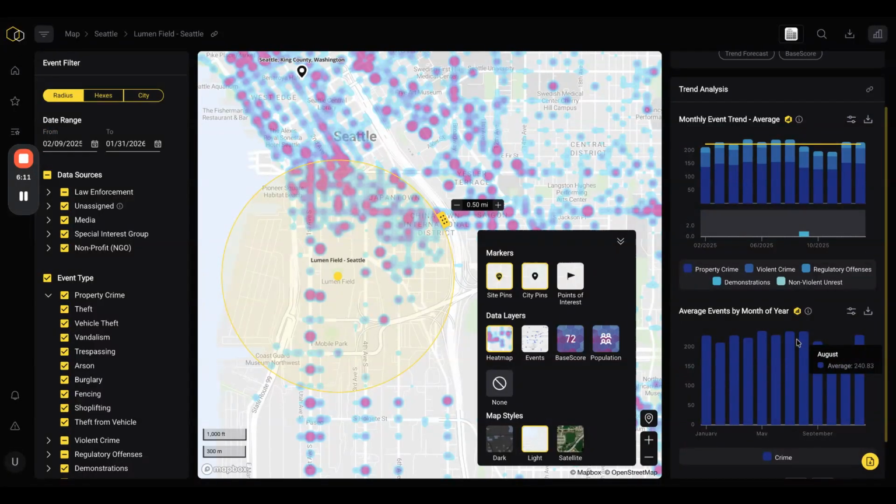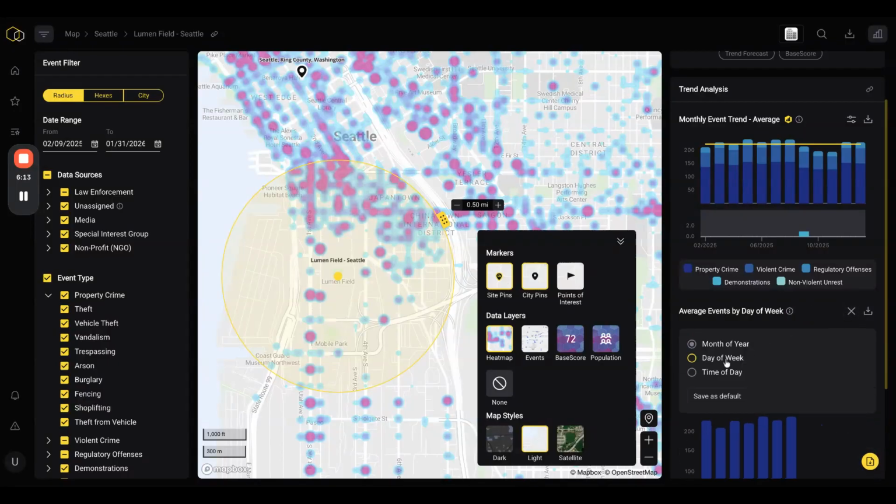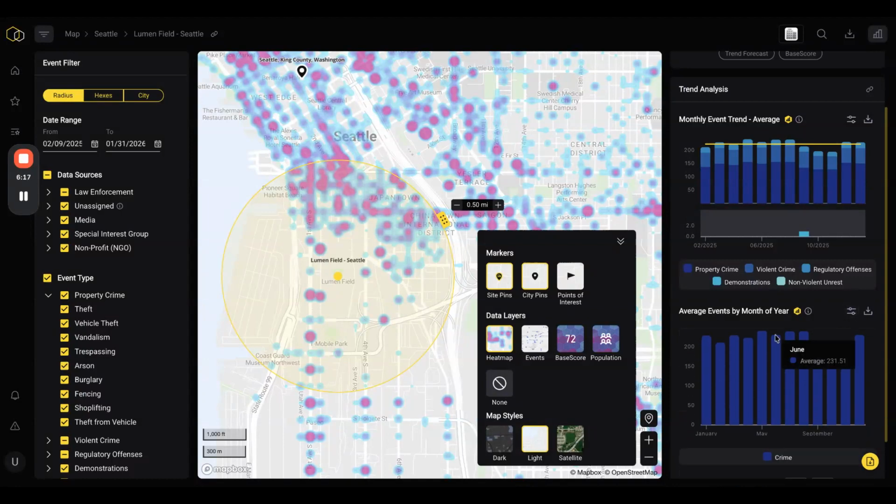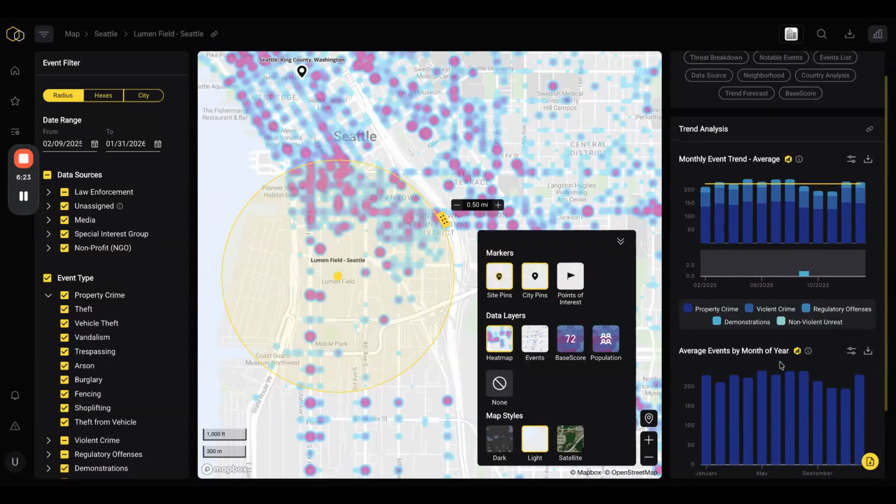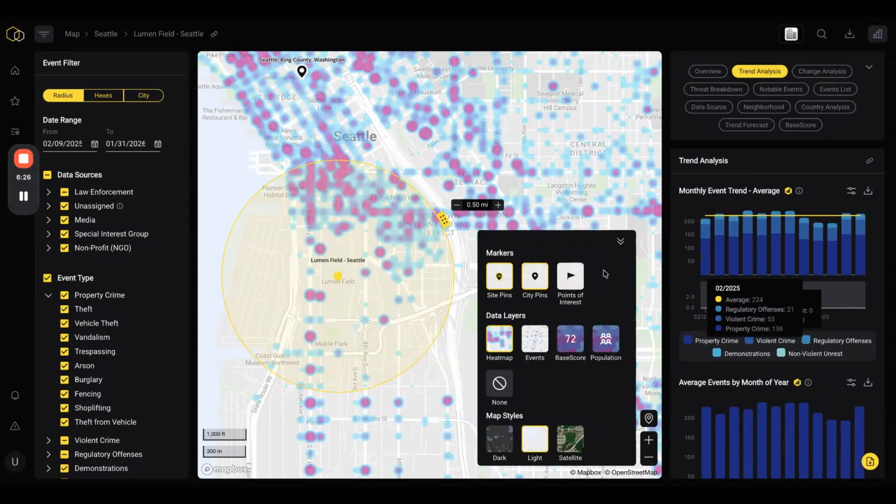Quickly identifying patterns tied to things like seasonality, day of week, and time of day. So not just looking at the last 12 months, but the full spectrum of data to determine whether there's any predictable increases or decreases in event volume based on those time series that we just went through.